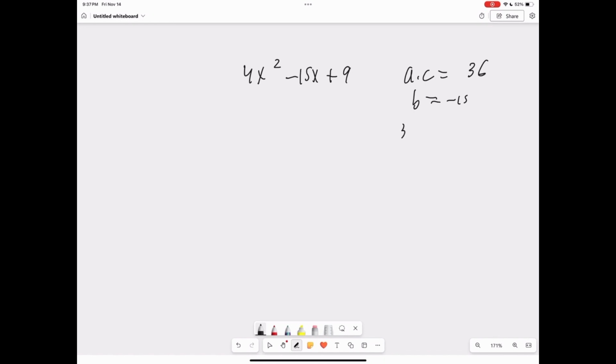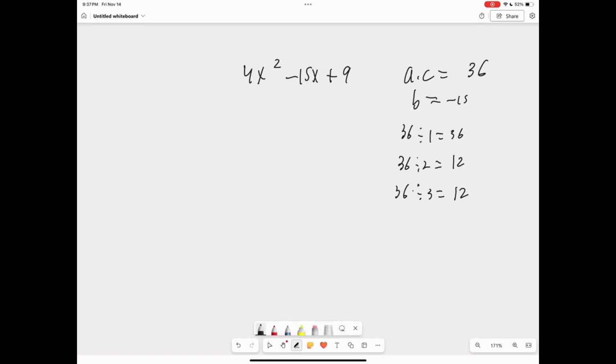So 36 divided by 1 is 36. 36 and 1 don't give any combinations, adding or multiplying, to give us a negative 15. So let's do 36 divided by 2, which is 12. 12 plus 2 is 14. 12 minus 2 is 10. Doesn't work. Let's do 36 divided by 3. Ooh, what did we get? So 36 divided by 3, if I'm not mistaken, is 12. Make sure. And this does work. Okay, so negative 12 and negative 3 give us 36, right? And they also give us negative 15.